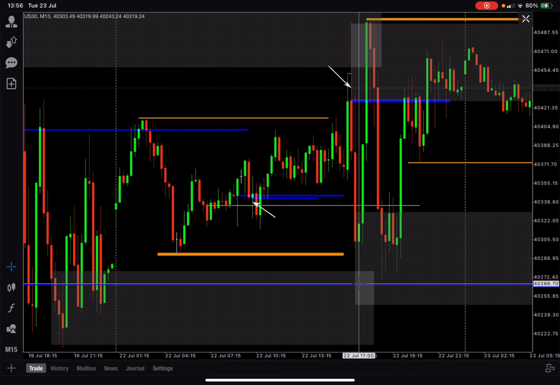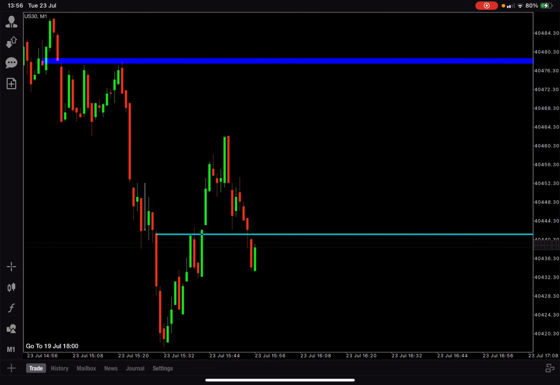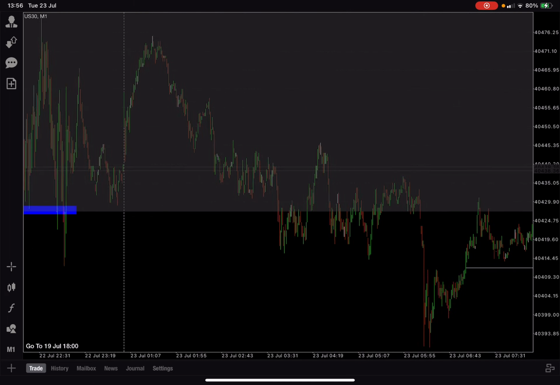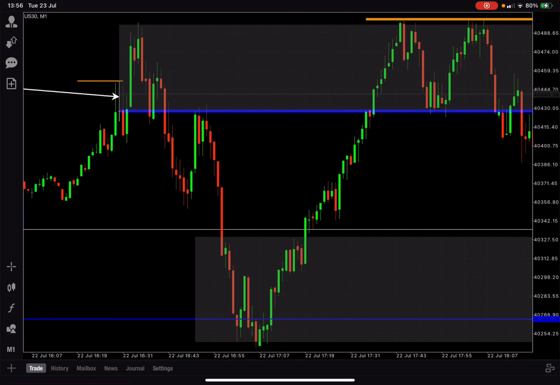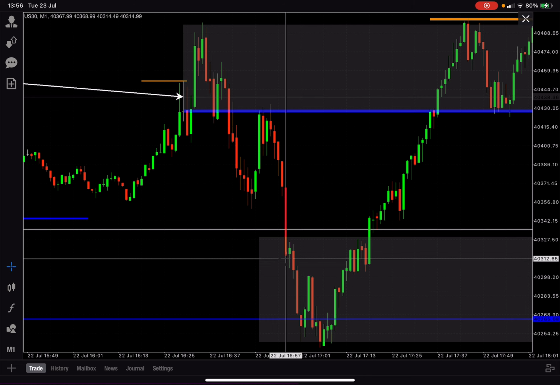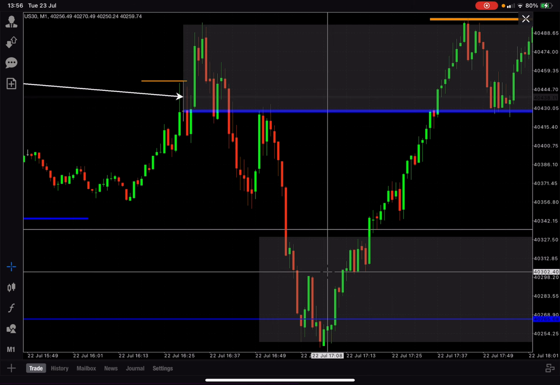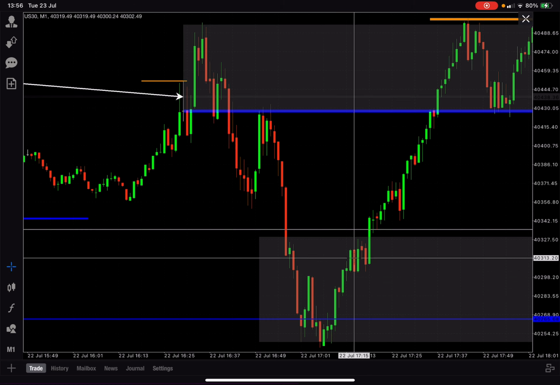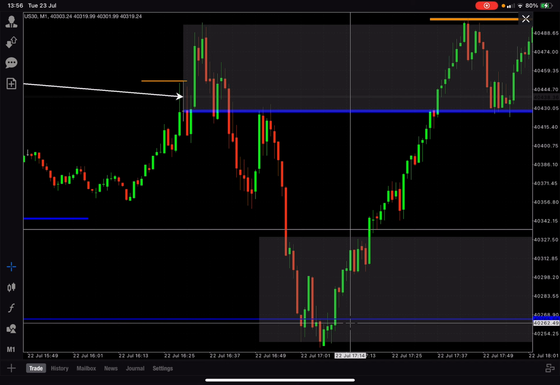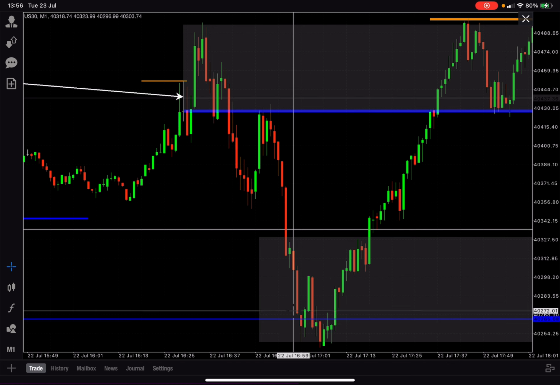So once you see a rejection in this area, let's go to the 1 minute, and we just focus on that. Once you start to see a rejection in that area, and you start to make some new highs and new structures for a bullish move, then you can get into the trade. So you'd be looking here.